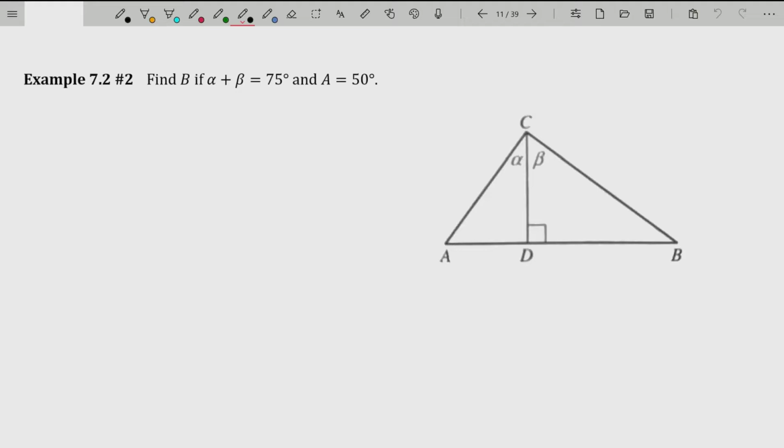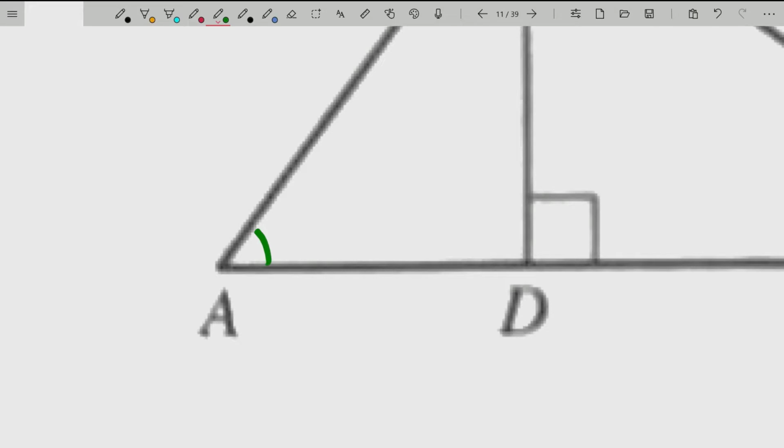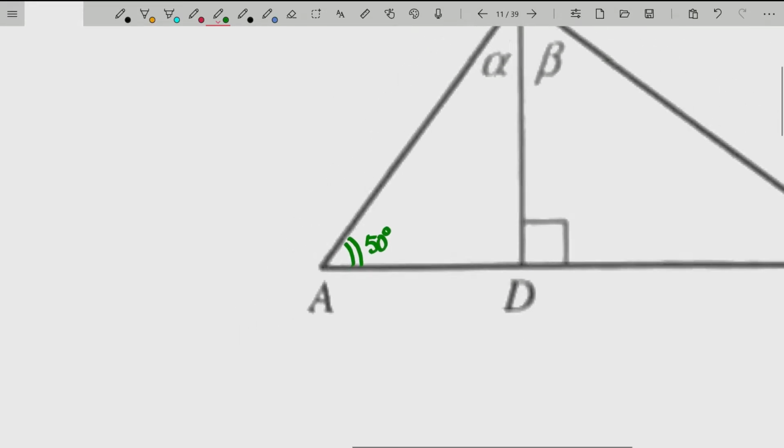So let's go ahead and use those definitions, or at least one of them. Find the angle B. Let me showcase what we're looking for: this angle right here, the angle B. If alpha plus beta is 75 degrees and angle A is 50 degrees. So we're handed angle A to be 50 degrees, so I'll call this 50 degrees.